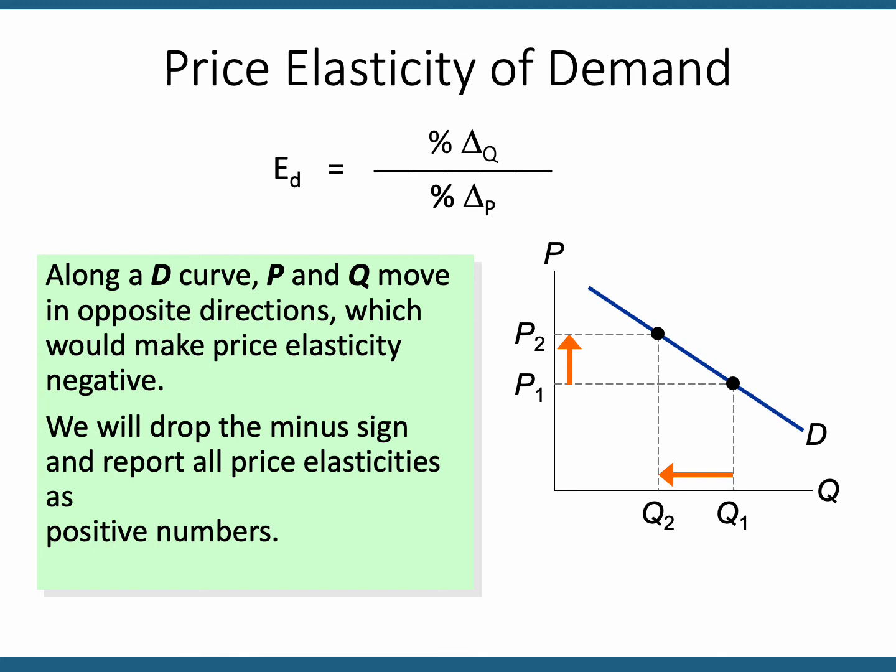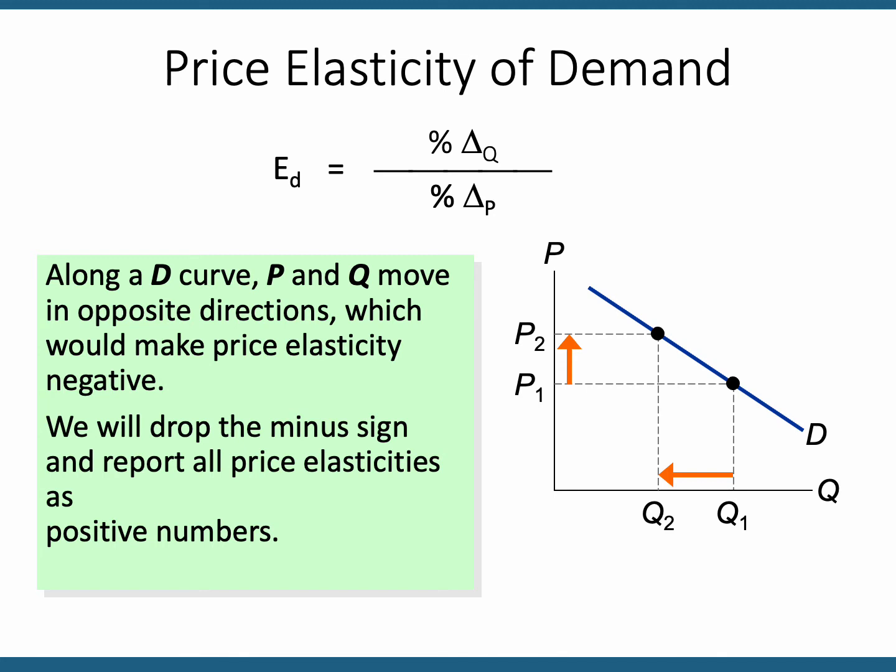And the way you see the equation at the top now in mathematical notation, delta represents change. It's a mathematical symbol that represents change in a variable. So that would be percent change in Q, quantity, divided by percent change in P. That's how we're going to do this.